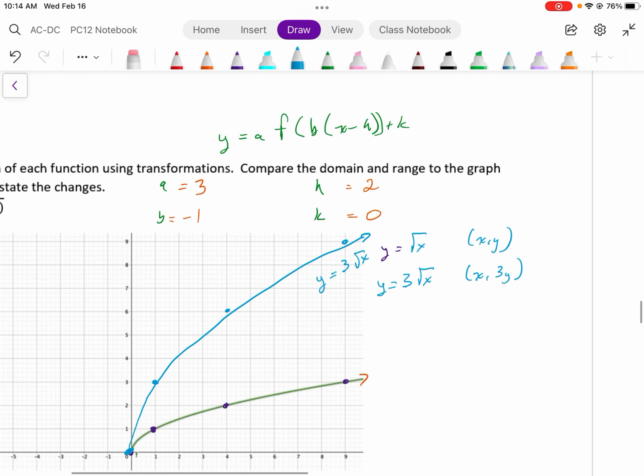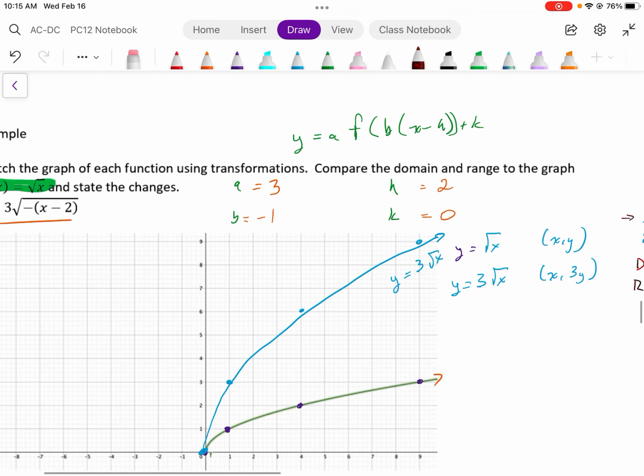So how did my domain and range change? My domain from my original one is 0 to infinity, and my range was 0 to infinity. Well, here, since I vertically stretched, my domain is going to remain the same, so it remains as 0 to infinity. But my range, I multiplied my y values by 3. So my range changed. The endpoint 0, 0 times 3 is still 0. And 3 times infinity is 3 infinity, but we don't say or write that. We just write infinity.